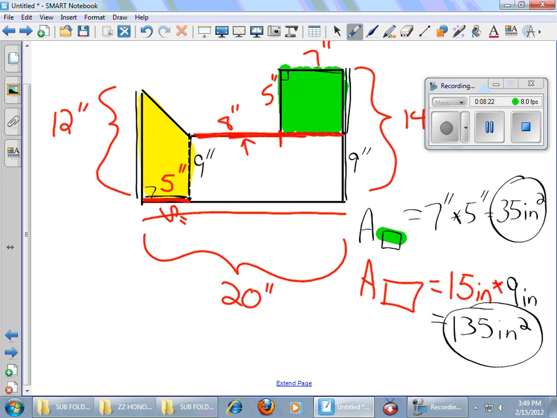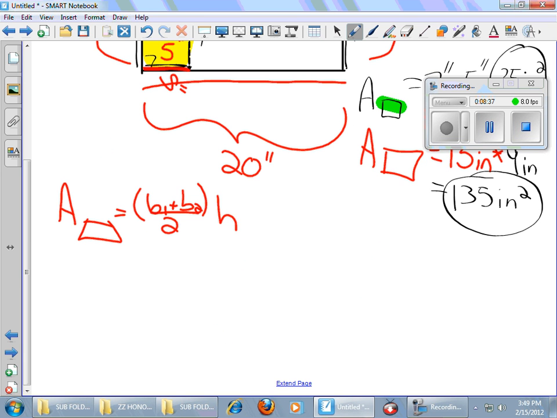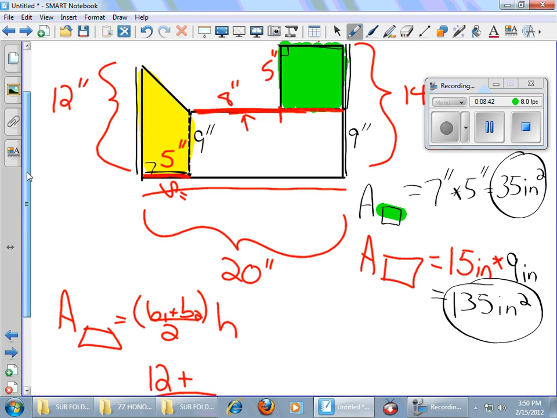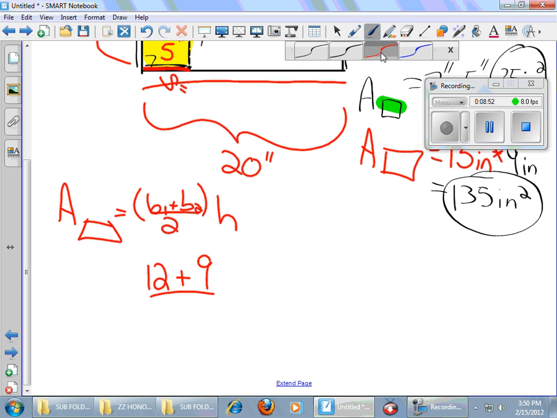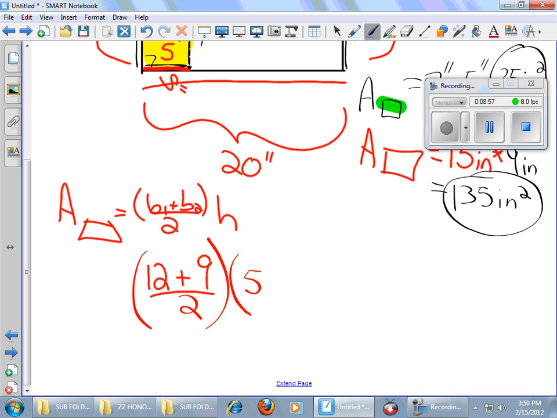So now I can use the area of my trapezoid formula, which tells me to average the bases and multiply by the height. So I'll do that. I know one of my bases is 12. The other base is 9. I'm going to average those two. Oh no, I'm not in right mode. Guess that means I'm in wrong mode. All right. Average that, and I'll multiply by the height, which we found to be 5 inches.